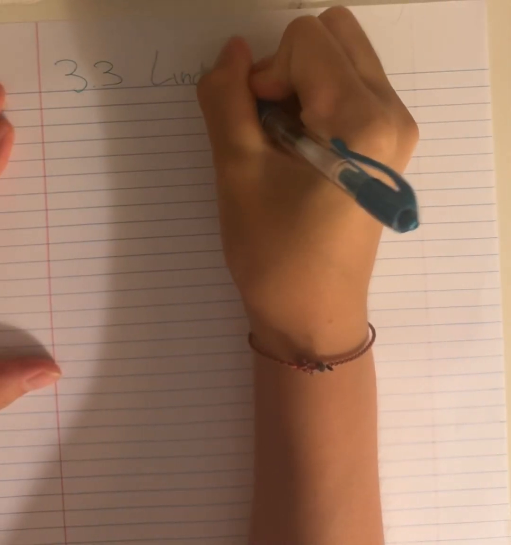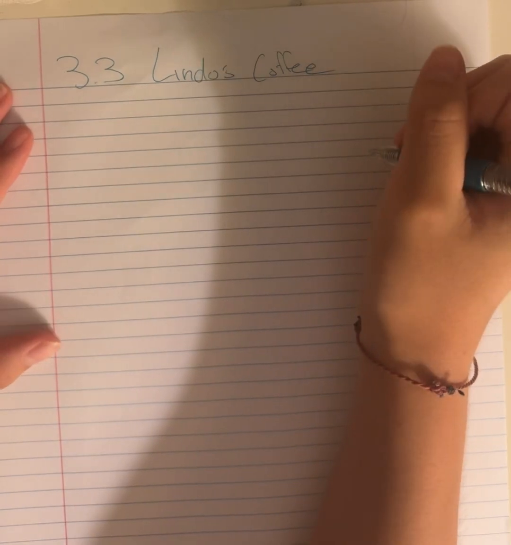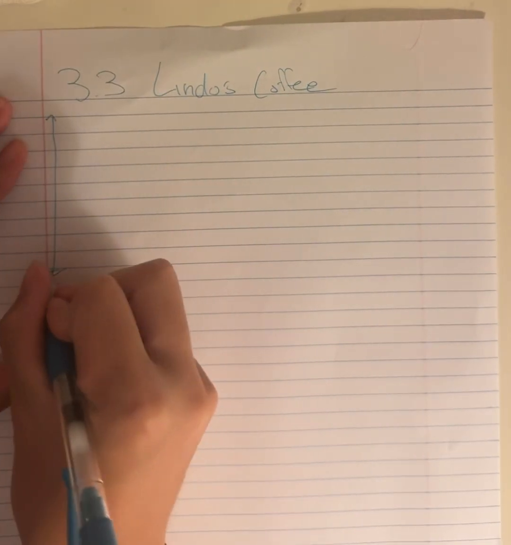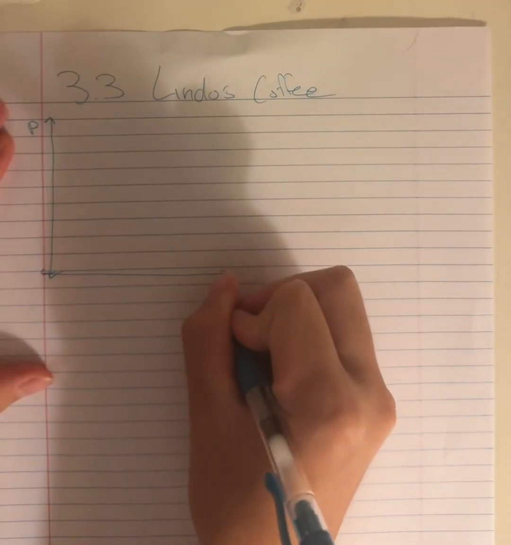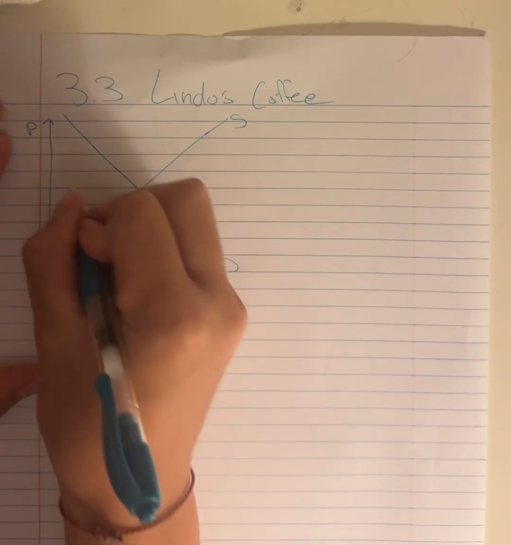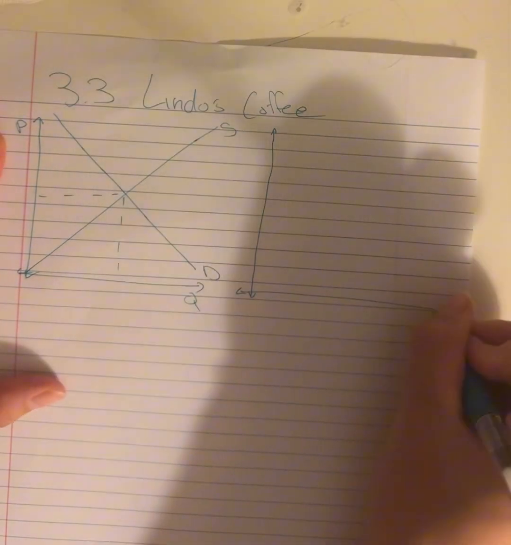3.3 Lindo's coffee example for graphing. So first, let's draw the graph for the market. Here is our P, our Q, and our supply and demand lines. Equilibrium point right there. That is the industry. Now let's look at the firm.